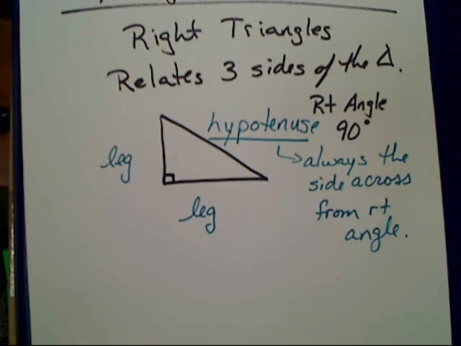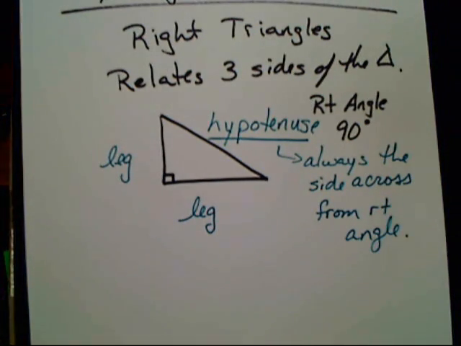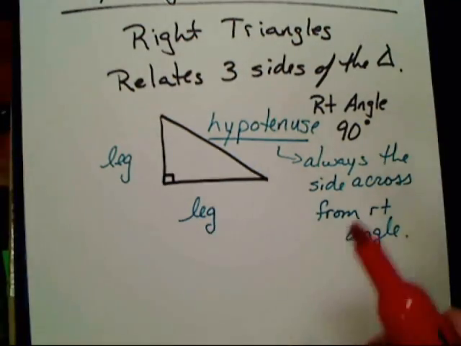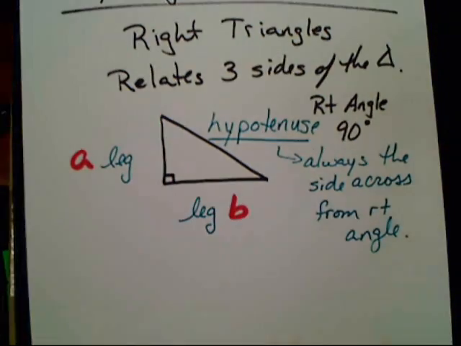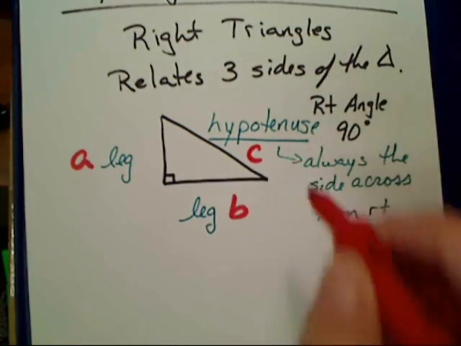Always the side across from the right angle. Now, for our theorem, the Pythagorean theorem, there's a nice little formula to it. We simply call the legs A and B. Once again, it does not matter which one you call A and which one you call B. The key is that the hypotenuse is always side C.